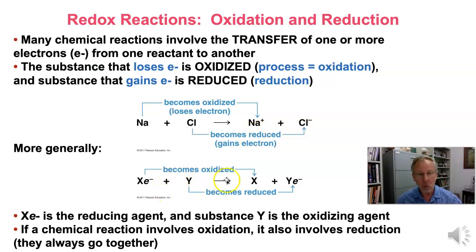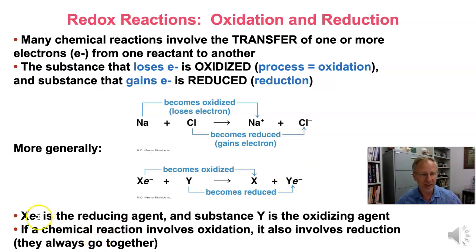Now, just below that, more generally, you could think of any kind of oxidation reduction process in a chemical reaction like, okay, we have substance X that has one or more electrons that are going to be removed. And then we have substance Y that's going to gain those electrons, so it becomes reduced. So you see on the other side of the equation, in the products, that X no longer has that electron, but instead Y is holding on to it. So that's a general way to look at the process of oxidation and reduction.